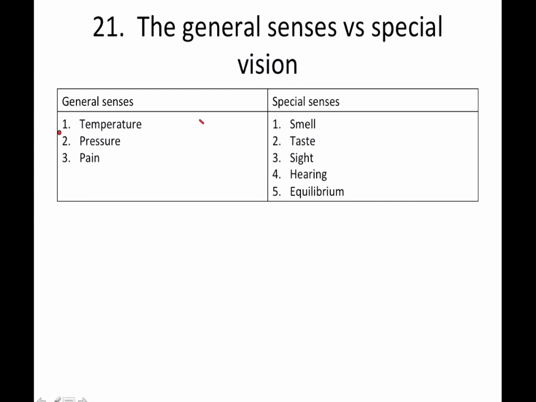Now we are in Chapter 8. In Chapter 8, we're going to do a little flyby. We'll cover the eyes in most detail compared to some of the other senses, but Chapter 8 really deals with special senses versus general senses. General senses include temperature, pressure, and pain. Special senses deal with smell, taste, sight, hearing, and equilibrium.